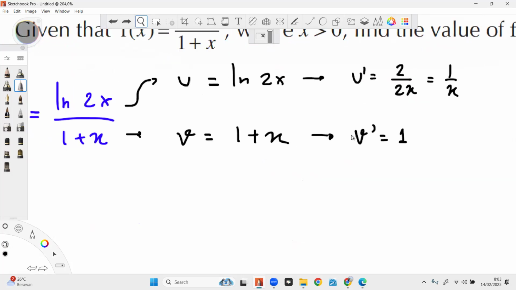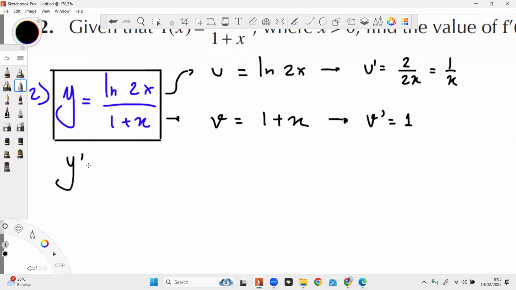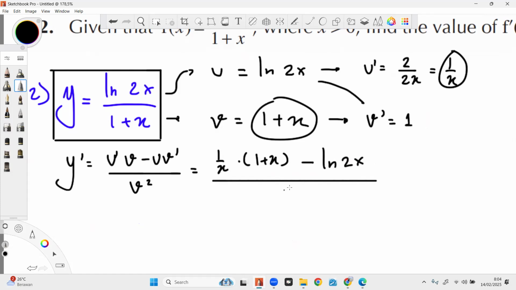Then put this in the quotient rule. No more ln, we already put the ln here. u'v minus uv' over v squared. The prime means derivative. 1 over x times 1 plus x, right? This times this, subtract uv'. If it is 1, go for the other. Over v squared, 1 plus x bracket squared.